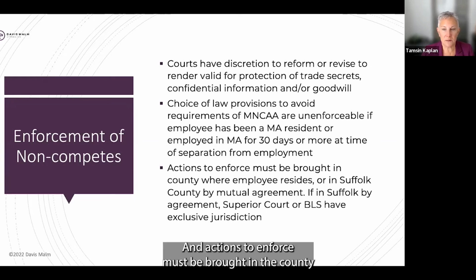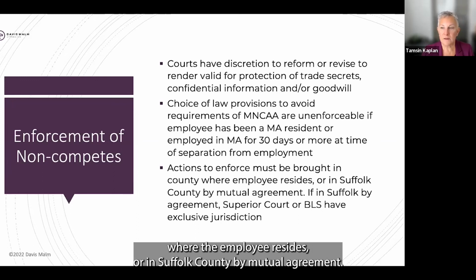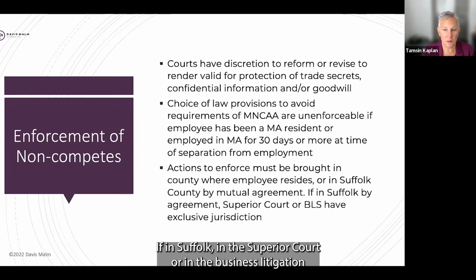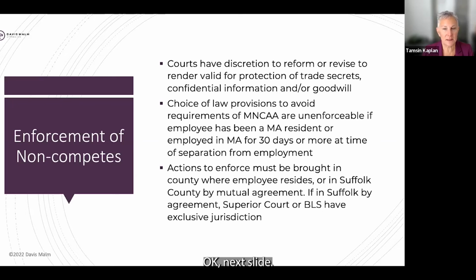And actions to enforce must be brought in the county where the employee resides or in Suffolk County by mutual agreement. If in Suffolk, in the Superior Court or in the business litigation section of the Superior Court specifically. Okay, next slide.